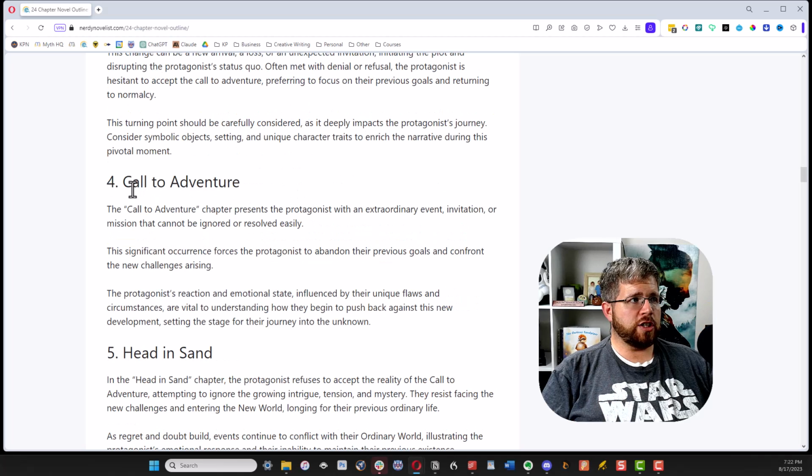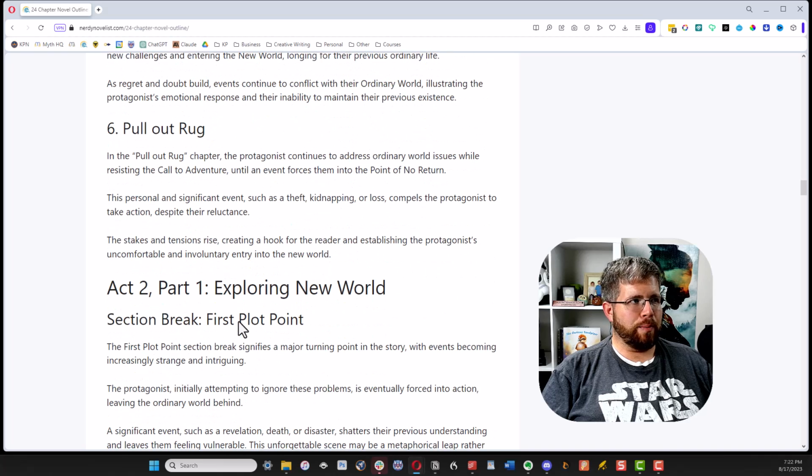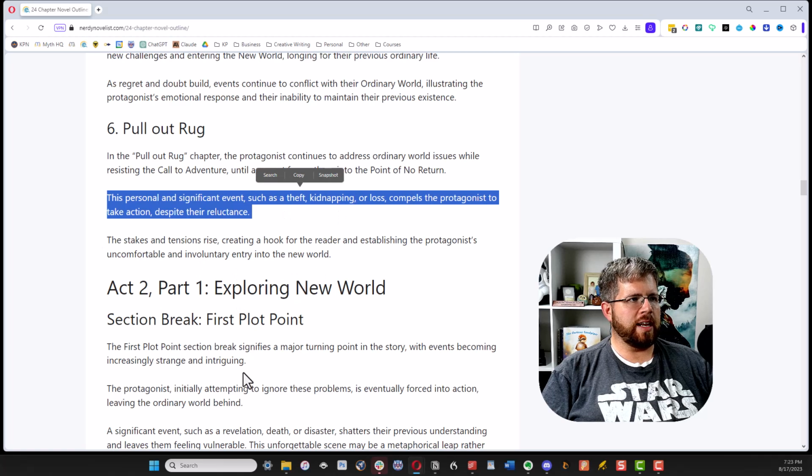Going along with that is chapter 4, the call to adventure, which is exactly what it sounds like. It's the call for the hero to get up and do something so that they can continue and solve whatever problem was caused by the inciting incident. Chapter 5, we have Head in the Sand, where the hero really doesn't want to do the thing that they need to do. But in chapter 6, we get Pull Out the Rug, which means that they simply must continue going on the call to adventure. They don't really have that much choice in the matter. Usually this is often something personal here, like it says here, a theft, a kidnapping, or a loss.